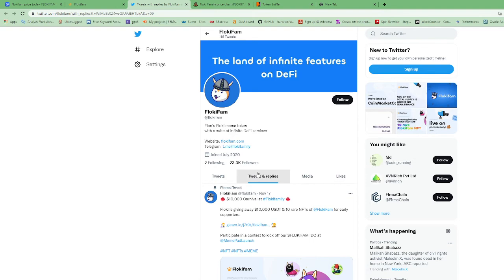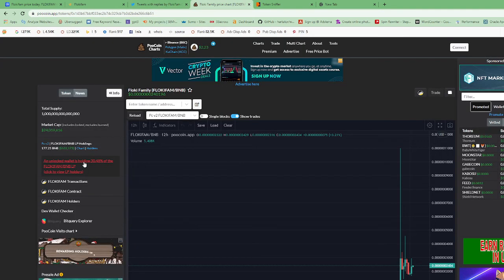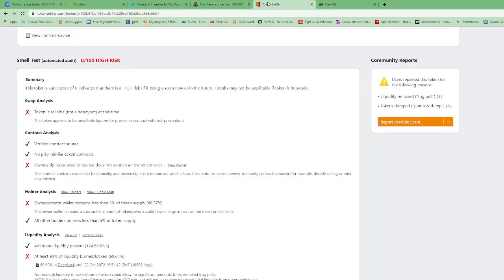But at this point, since PoolCoin is showing me stuff like this, that an unlocked wallet is holding 30.48% and stuff like that, I possibly wouldn't even bother to ask any questions, since all these websites are showing me so many different red flags. I'd probably pass on this.